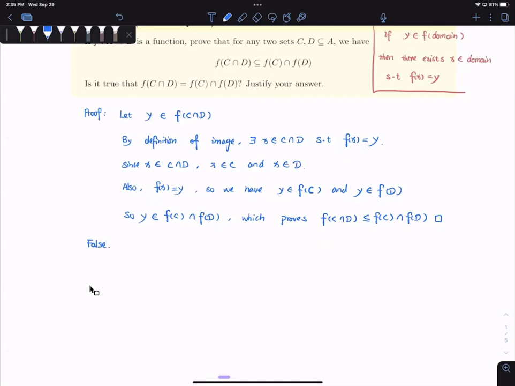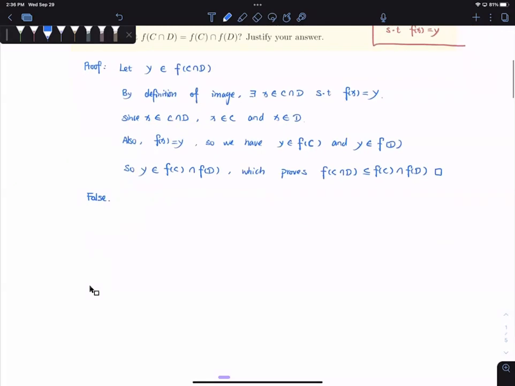Here is what I want to say. If you think the statement is false, then you give me a counterexample. Do not try to prove a false statement. Again, do not try to prove a false statement. If you think it's false, you give me a counterexample. Here is my counterexample.